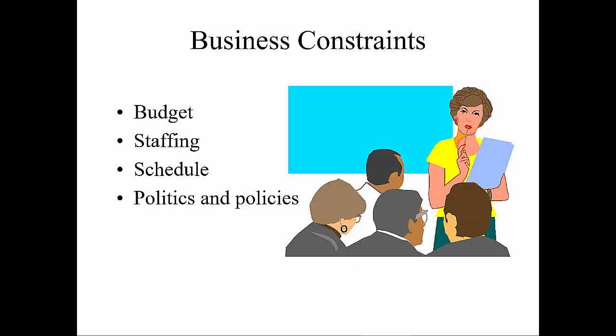So business constraints: budgeting, staffing, schedule, politics, and policies. How could they affect our network design? It's all about growth and scheduling. If we don't have the time to implement the technology because of schedule conflicts, that won't work. It could be political. Politics are always a big one. Could be staffing or expertise. Could be budgeting. They could just not be able to afford the current design. So these are all constraints that have to be considered when designing a plan.